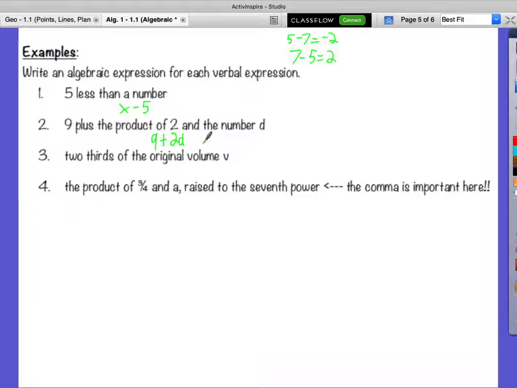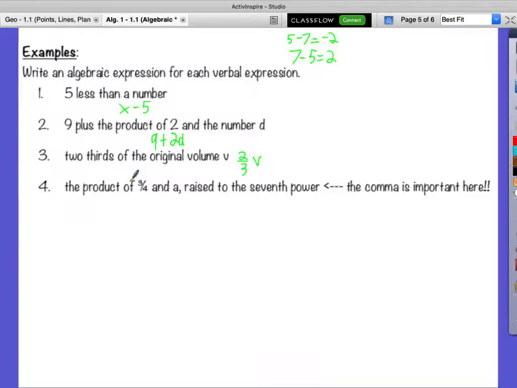Okay? 2/3 of the original volume V. Okay, Dylan. Yeah, 2/3 times V. On number 4, the fraction didn't print for you guys, didn't print for mine either. But it's 3/4. The product of 3/4 and A, raised to the 7th power. And it has a little note here. What's that little note say at the end?